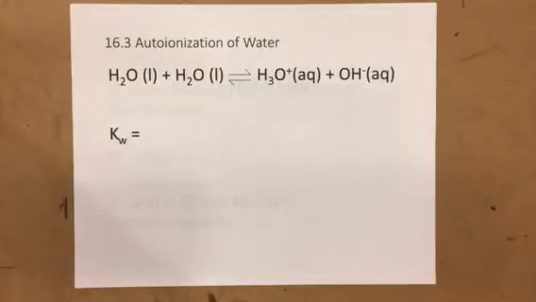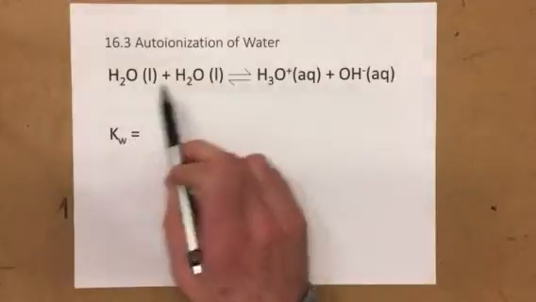Last video we talked about the Bronsted-Lowry definition of an acid and a base. An acid is a proton donor and a base is a proton acceptor. And we looked at how water, H2O, can act as a proton donor or acceptor. So it can act as an acid or a base.